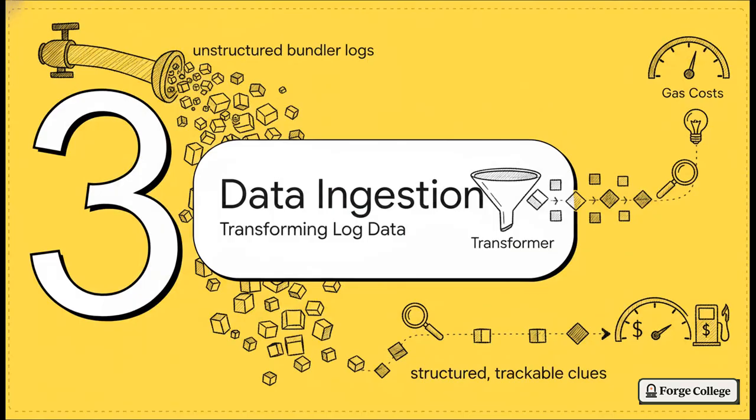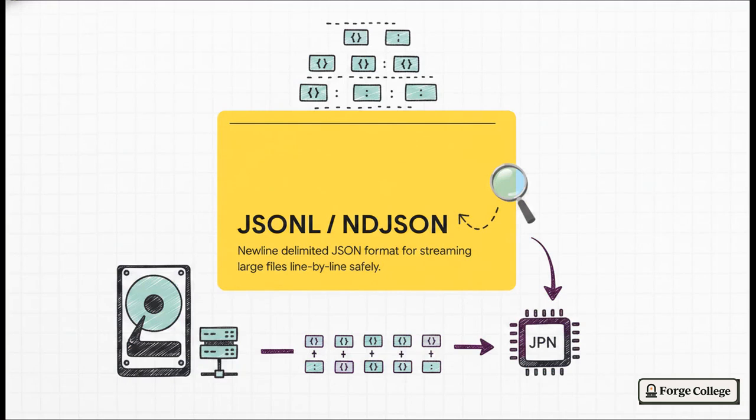Section 3. Ingesting and extracting data. All right, time for our first real action step: to turn this massive fire hose of unstructured logs into structured, trackable clues that we can actually use. We initialize a minimal node project and install a small but incredibly mighty dependency called ndjson. This stands for New Line Delimited JSON.